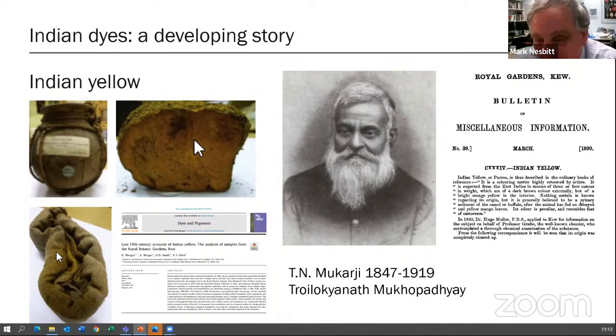He visited the town where Indian yellow was produced, observed how it was made, collected the pot in which it was collected, the cloth in which it was strained, then lumps of the raw dye. So this is a really original, excellent evidence. And he published a paper on it in Kew Bulletin, the Bulletin of Miscellaneous Information. And these collections have been analysed by chemists, and they have exactly the right characteristics you would expect for the way in which they're made. So the mystery of Indian yellow was cracked in 1890 by an Indian scientist.